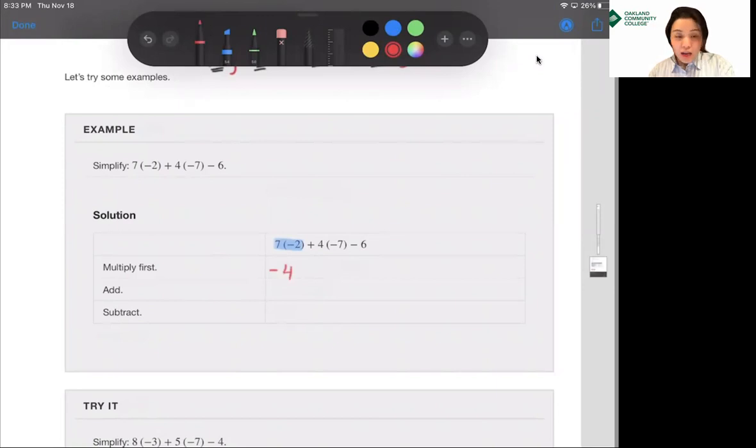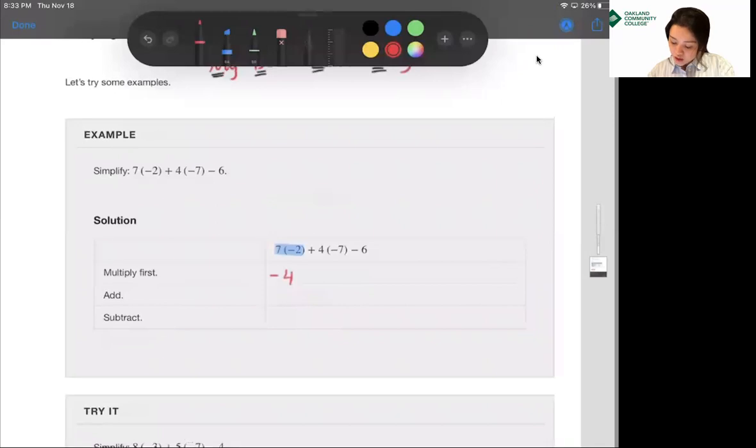Then 4 times -7. The two numbers have different signs, so the product will be negative. 4 times -7 is -28. So that means it's plus -28, and then minus 6. And now we add. -14 plus -28, that means -14 minus 28, right?